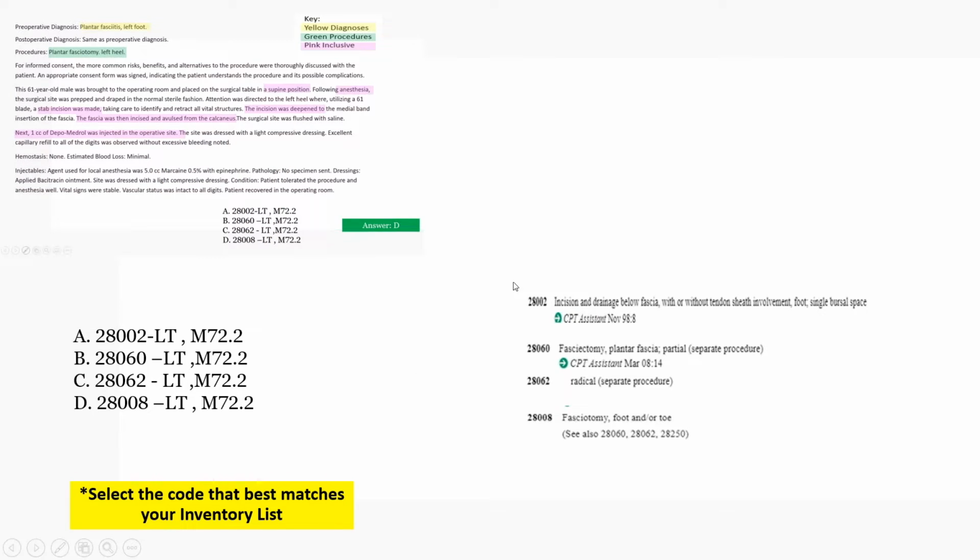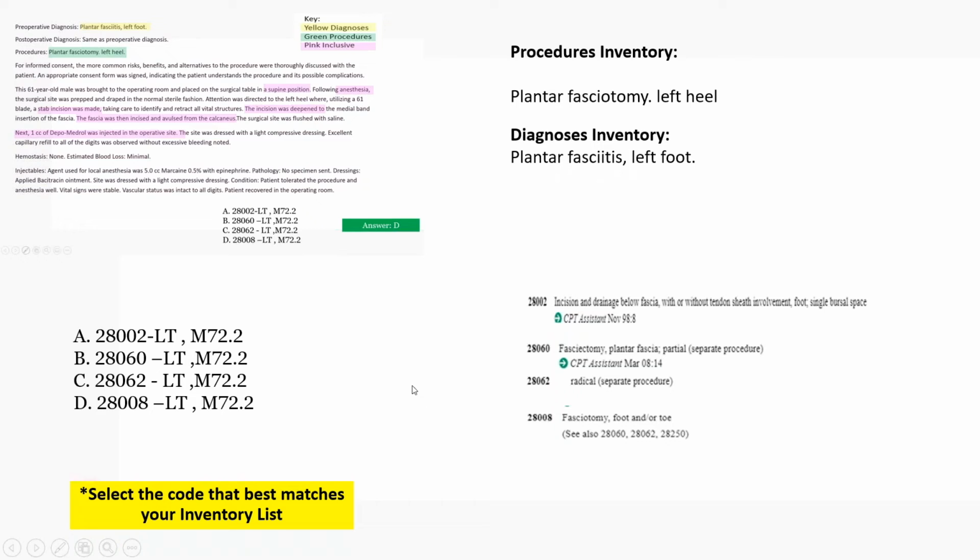Okay, select the code that best matches your inventory. This is going to save your lives during the scenarios. Second step, the procedure inventory: plantar fasciotomy, left heel. Diagnosis inventory: plantar fasciitis, left foot. Looking into the first code, 28002, that is incision and drainage below the fascia. Cross-checking with the procedure inventory, fasciotomy is the one which is performed and it is not an incision and drainage.